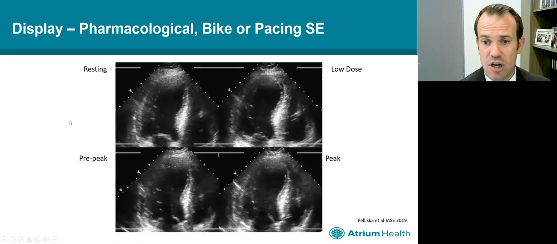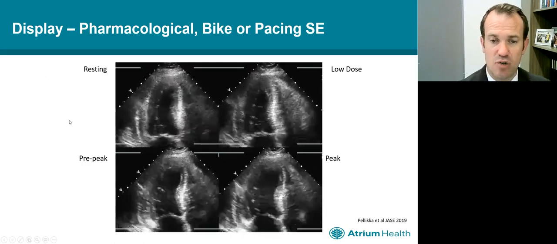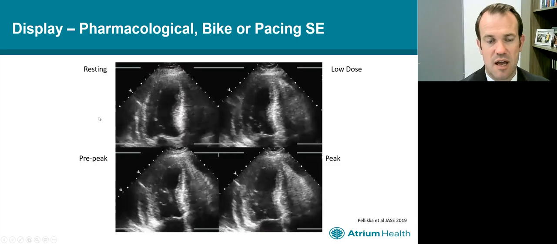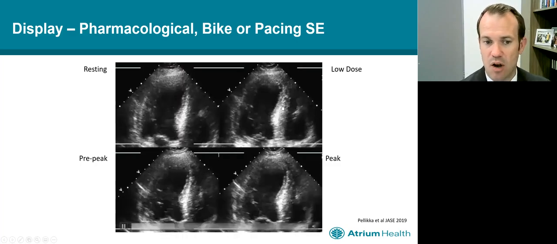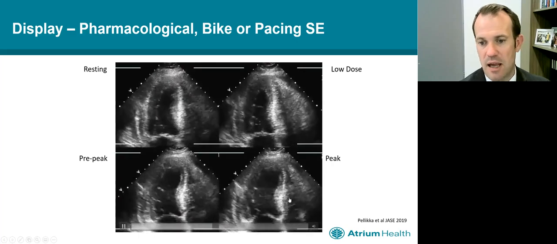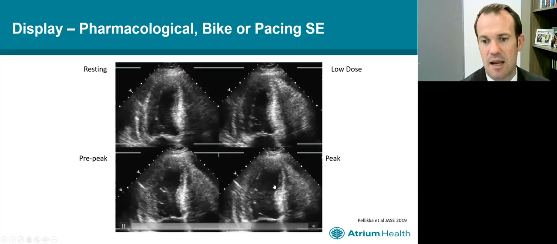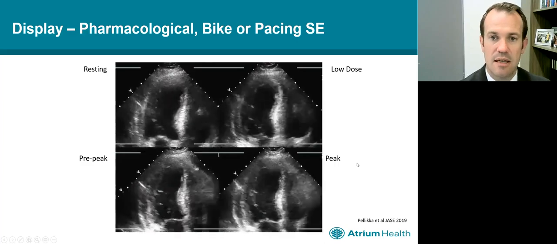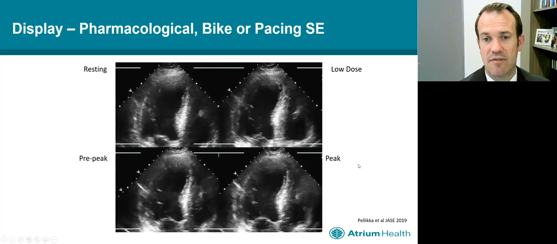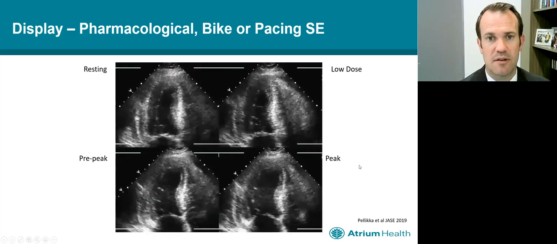So the presentation of the images is different from the treadmill exercise or the bicycle stress exercise. Here we're showing a resting image. We show a low dose, a pre-peak and peak, or in some cases, a peak and recovery image there. And so we can see the differences of function at various doses of dobutamine infusion.